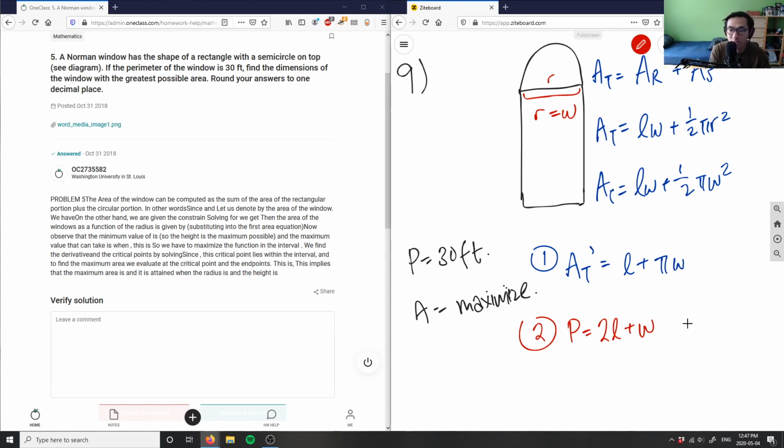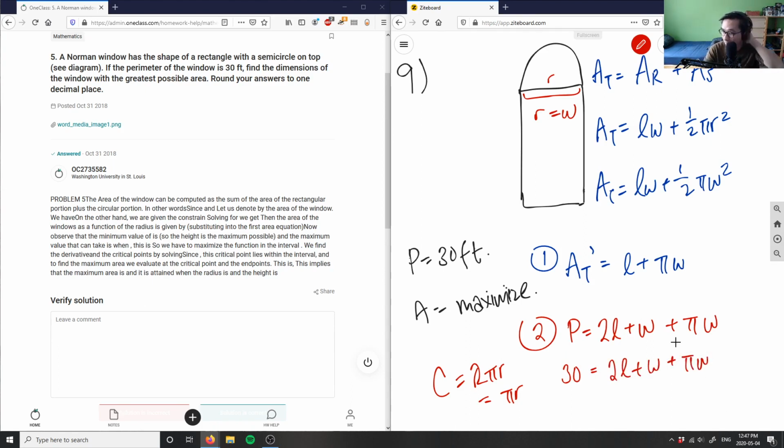We know the circumference of the circle is 2 pi r, right? If we want half of the circumference, the circumference of a semicircle, this would simply be pi r, multiplied by that half. So this here would be pi r, and we know that r equals w, right? So I can say it's simply pi times w, and we know that the perimeter equals 30, right? So I have 2l plus w plus pi w, right?